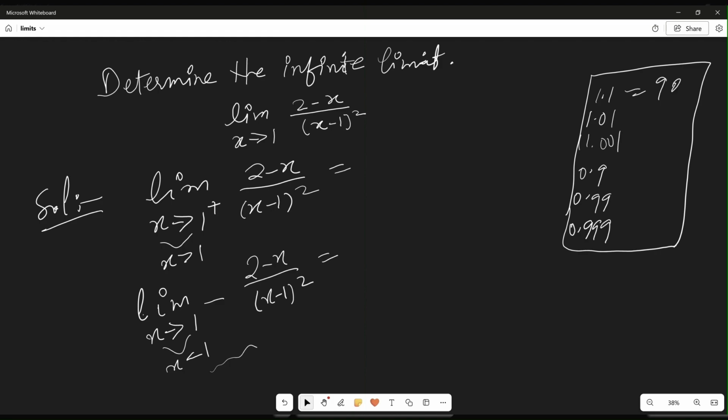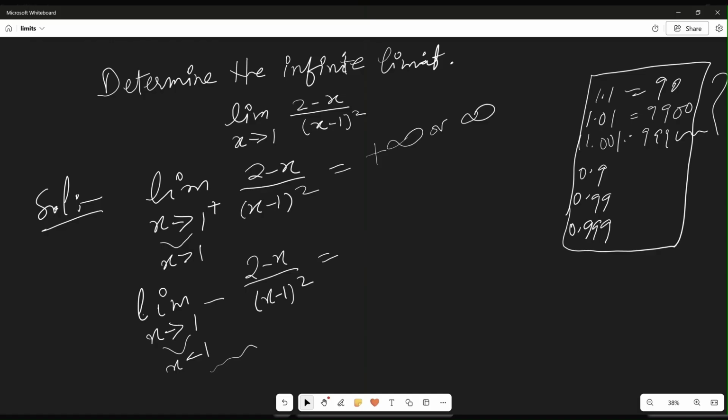And as you're getting closer, 1.01, it's getting bigger, 9900. And as you're getting slightly closer to 1 on the right hand side, this is equal to 999,000. So as x approaches from the right hand side, the limit for this function seems to be positive infinity. Sorry, I have this habit of writing positive infinity, but it's the same thing.